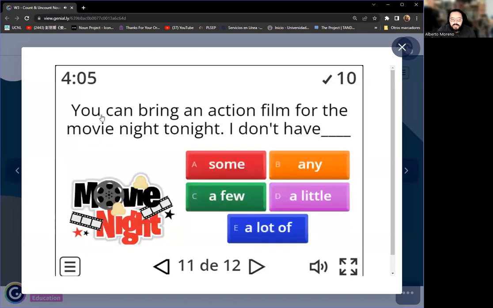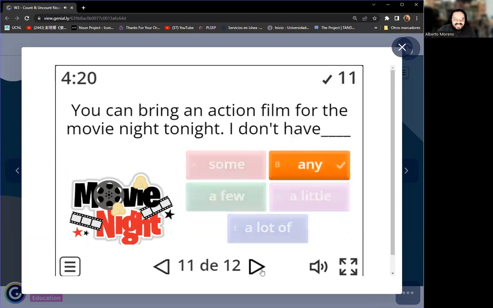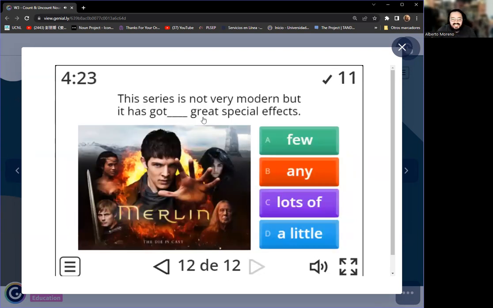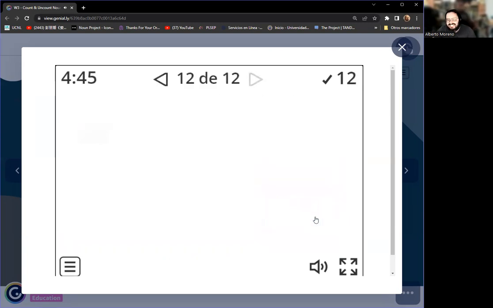Oh my goodness. You can bring an action film for the movie night tonight. I don't have. Any. That's right. And this series is not very modern, but it has got great special effects. Few, any, lots of, a little. Lots of. Very good. Excelente, chicos. Chicas.